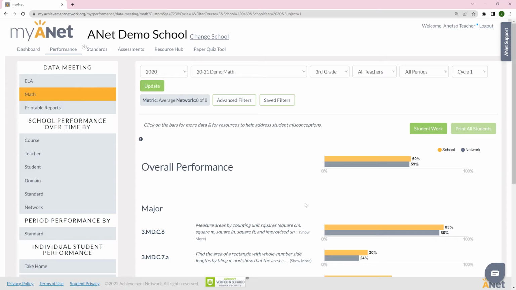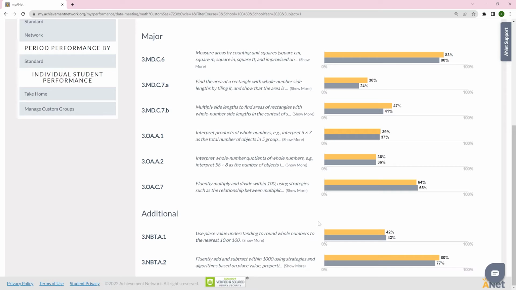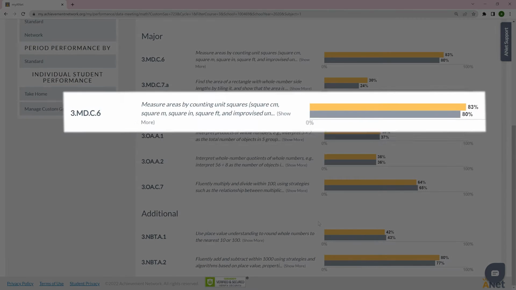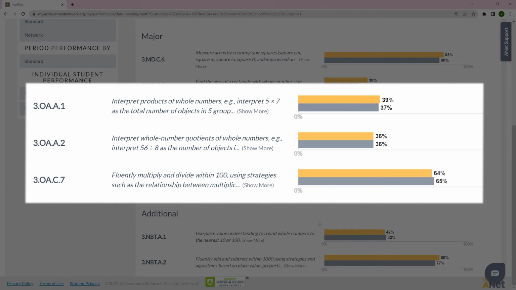You can immediately notice strengths to build on. It looks like those conceptual lessons on measuring a figure's area with square tiles really paid off. You remember that the last unit was on properties of multiplication and division, and you know those standards are in the major work of the grade.